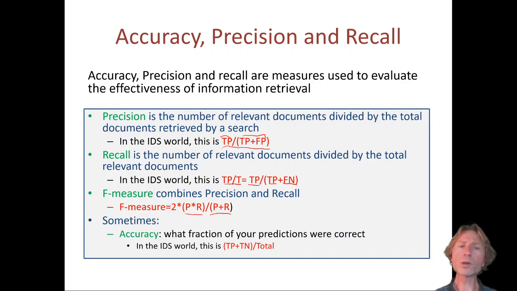And sometimes we also talk about accuracy of our intrusion detection system, and that basically means what is the percentage of the predictions that were correct? So the true positives and the true negatives divided by the total.